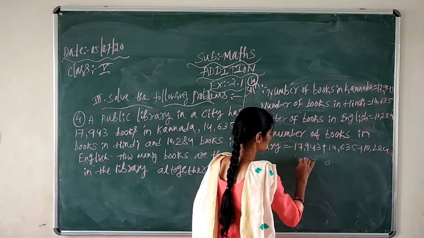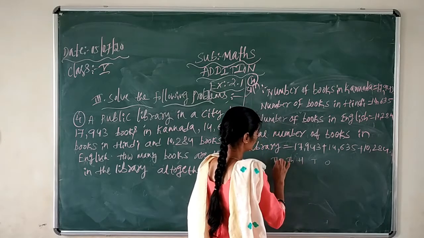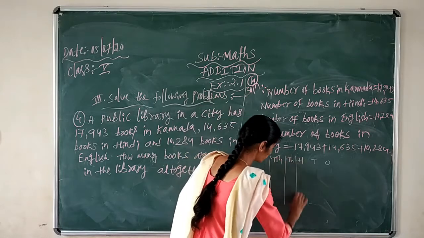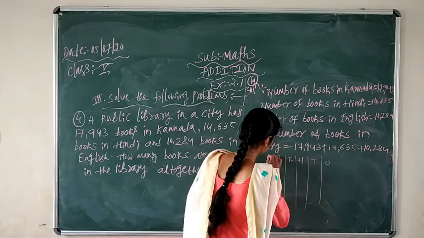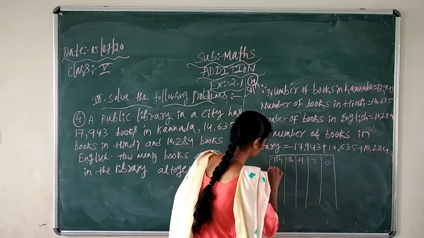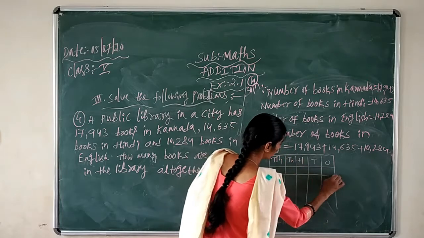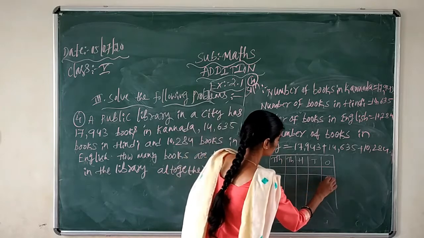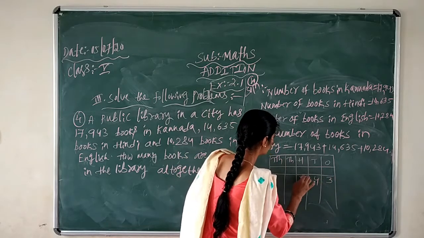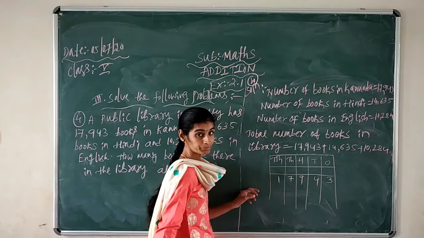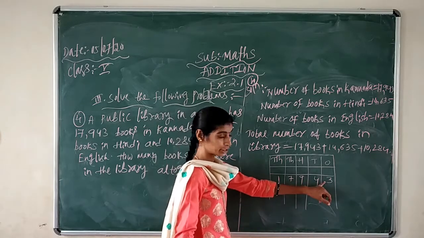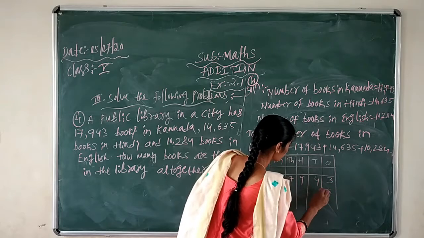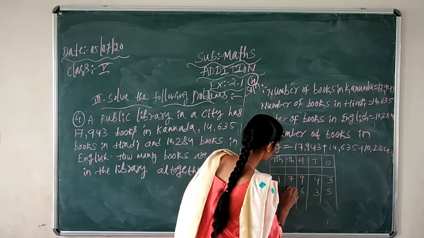Ones, tens, 100, 1,000, 10,000. So make the columns. Make the 5 columns. Neatly make. Use your pencil scale to make the columns. And leave one row for carry. Then write the first number 3, 4, 9, 7, 1. This we call the first addend. Then write the second addend 5, 3, 6, 4, 1.